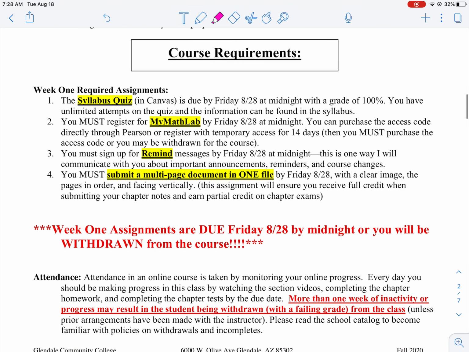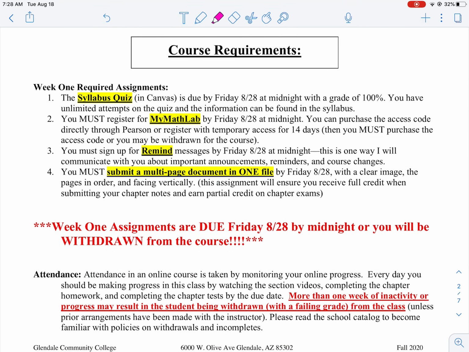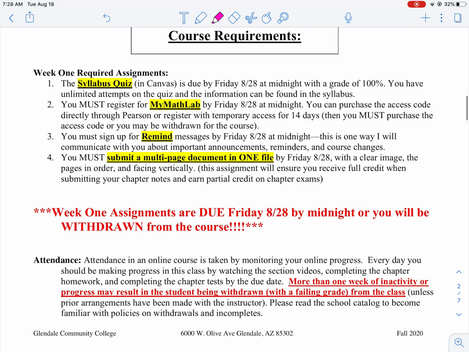All right, there are 4 week 1 required assignments, I call them. You have to do these 4 assignments before Friday of week 1 or you'll be withdrawn from the class. The 4 assignments are, number 1, taking a syllabus quiz.